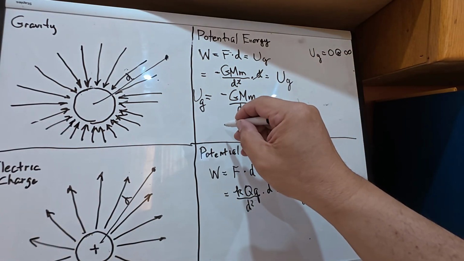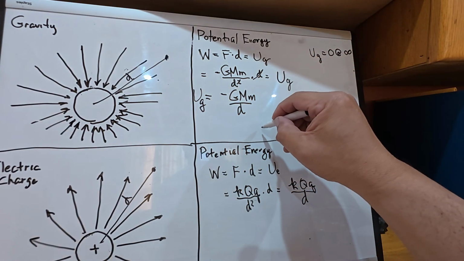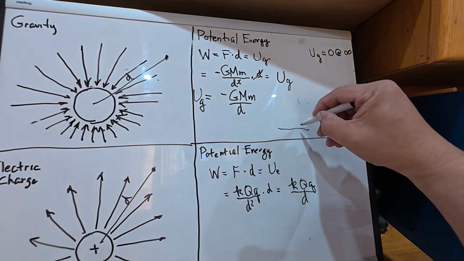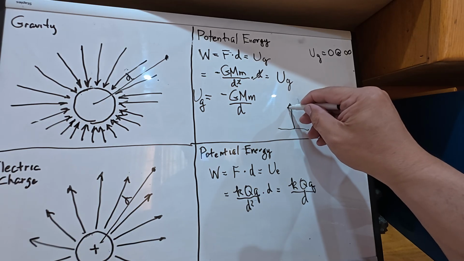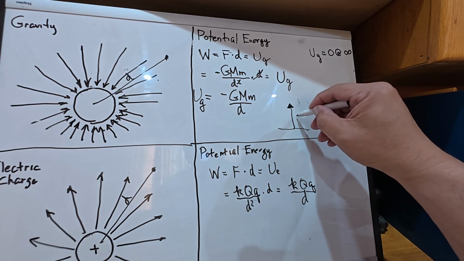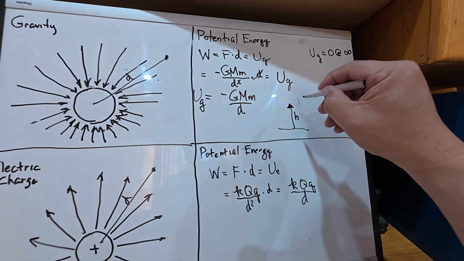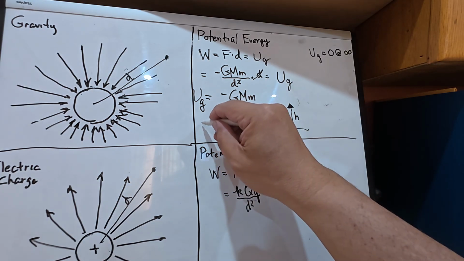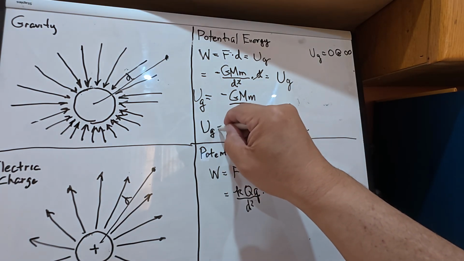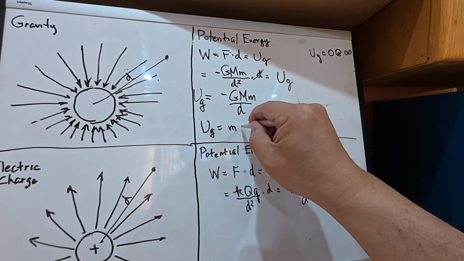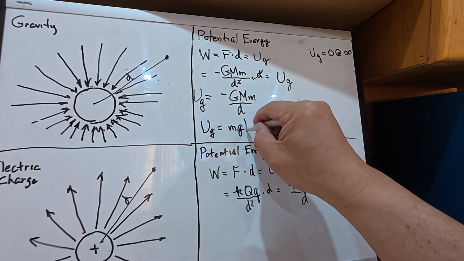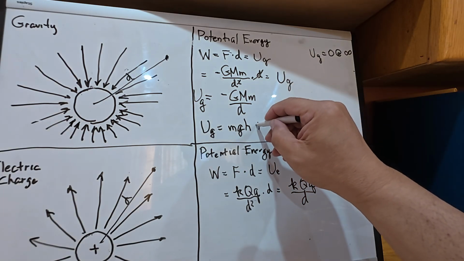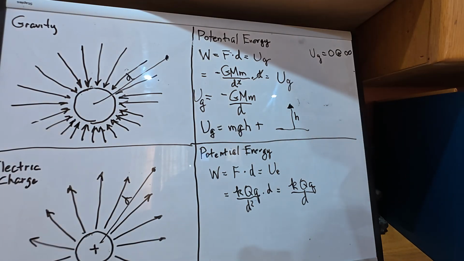When you work against gravity, that means you're taking a mass from a distance that is, let's say, at the surface of the Earth to a higher distance from the center of the Earth. So this is positive, this is h, this is the surface of the Earth, and this is h. That potential energy is equal to the mass times the acceleration of gravity times h. That is now a positive potential energy because we're working against gravity.